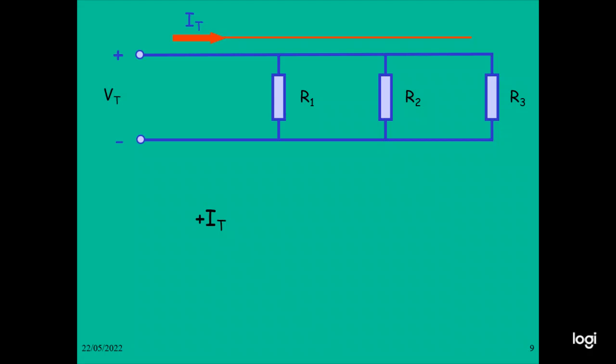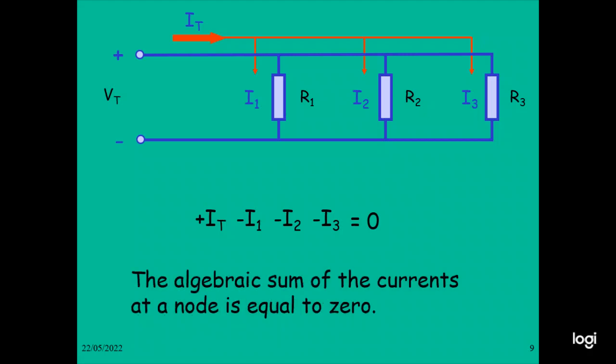So the idea is that the current flowing to R1 is I1, the current flowing to R2 is I2, and the current flowing to R3 is I3. So you add all the currents: ID minus I1 minus I2 minus I3 is equal to 0. The algebraic sum of the currents at the node is equal to 0.